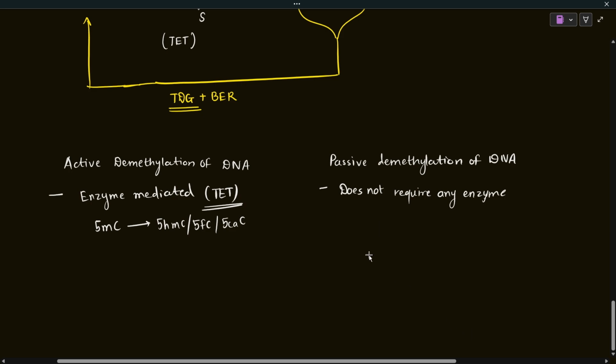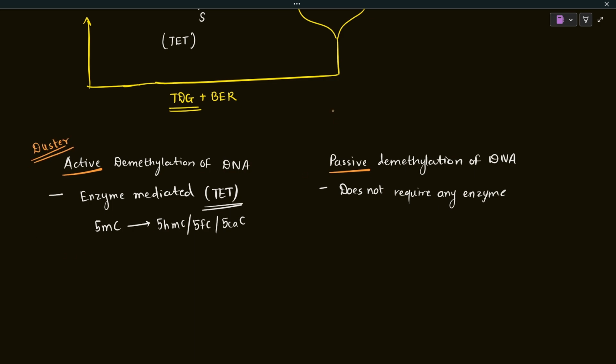In the same way, DNA demethylation can be active or passive. In the active case, it is done by an enzyme, so it is TET mediated, just the way you are using a duster for erasing the chalk writing. And passive is like you let it be; it does not require any enzyme. So what will be the passing of time in the case of a cell? It will be division of cells.